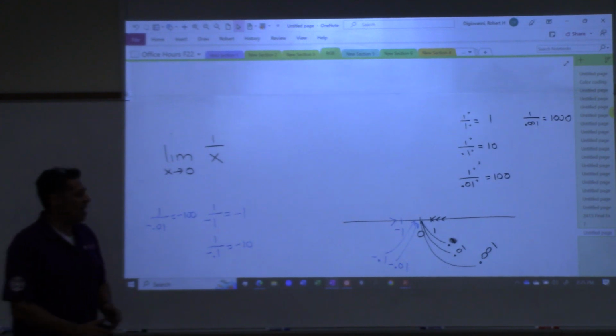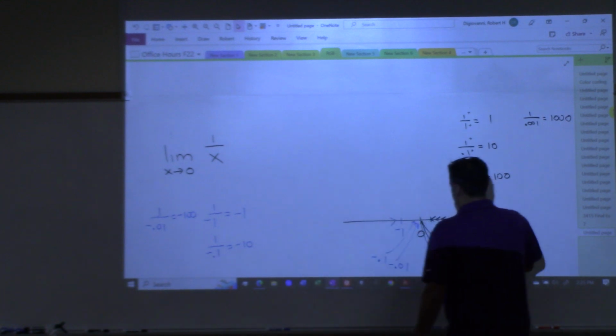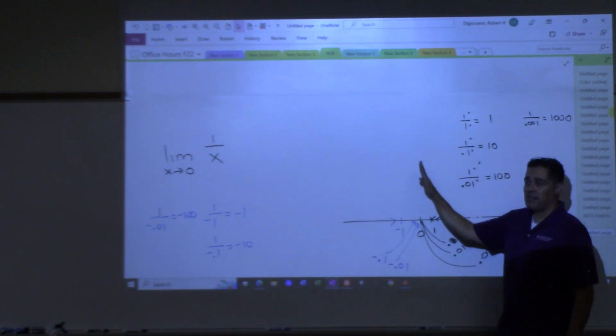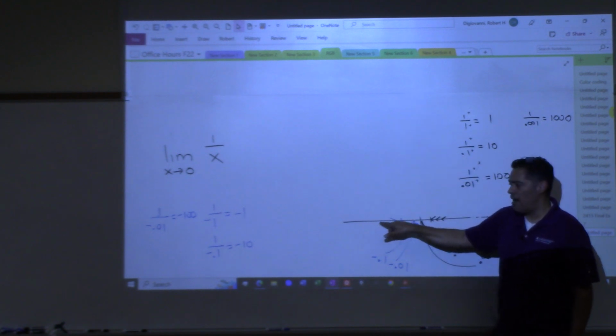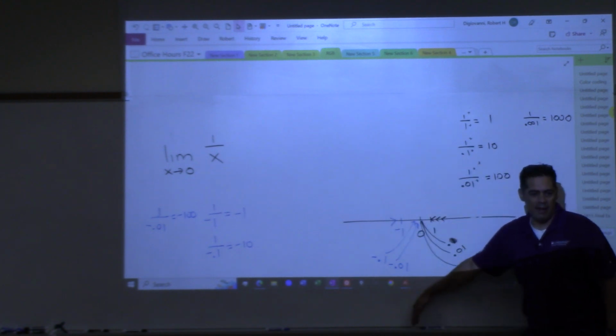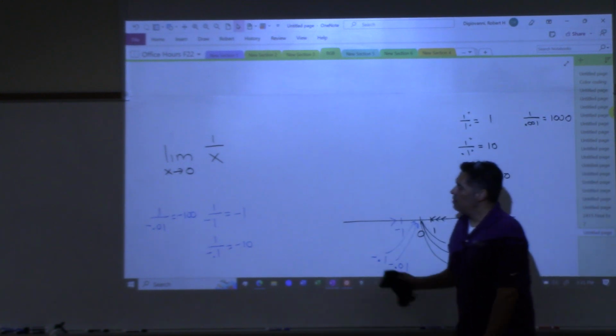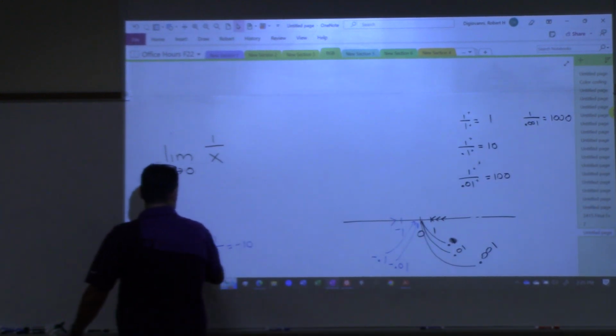It's different from each side, right? From this side, we were getting numbers that were getting bigger and positive, so it goes to positive infinity. And then from this side, it goes to negative infinity, which matches the graph of that, right? So the answer to that would be does not exist.